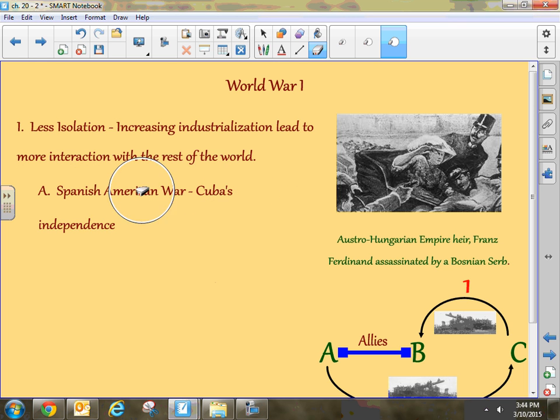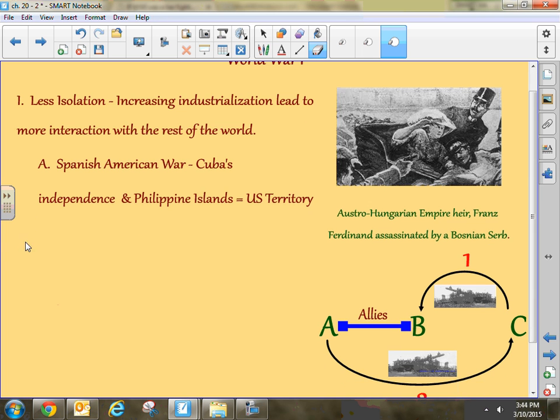Earlier, in the Spanish American War, which was Cuba going to war with Spain and America coming in on the side of Cuba, the result of that war was that Cuba gains independence and the Philippine Islands become a U.S. territory. So that's two examples of more interaction with the rest of the world in the run up to World War One.